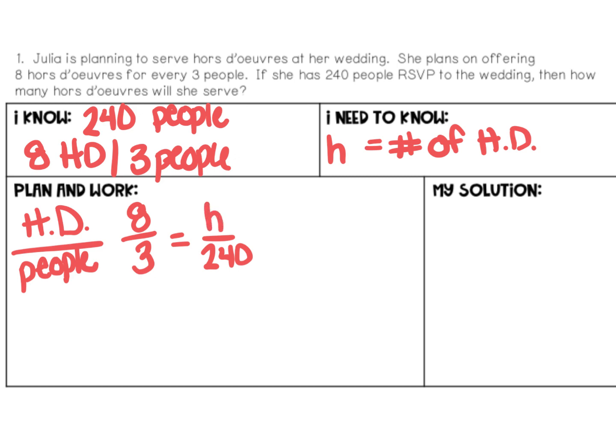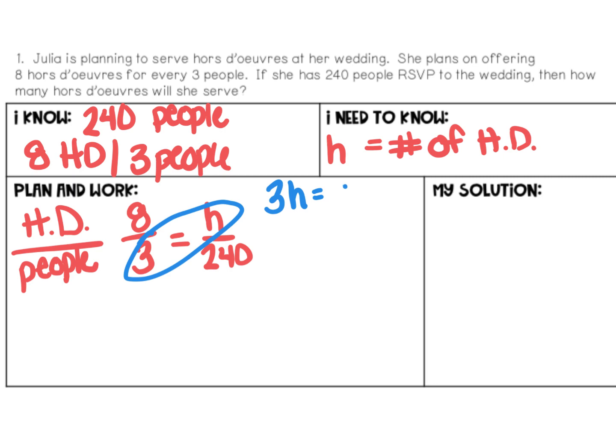So now what we've created is a proportion, which is exactly what we've been solving. All we're going to do is solve this with our cross products, which is what we've been working on all week. So we're going to say that 3 times h, or 3h, is equal to what? What should be on the other side there?